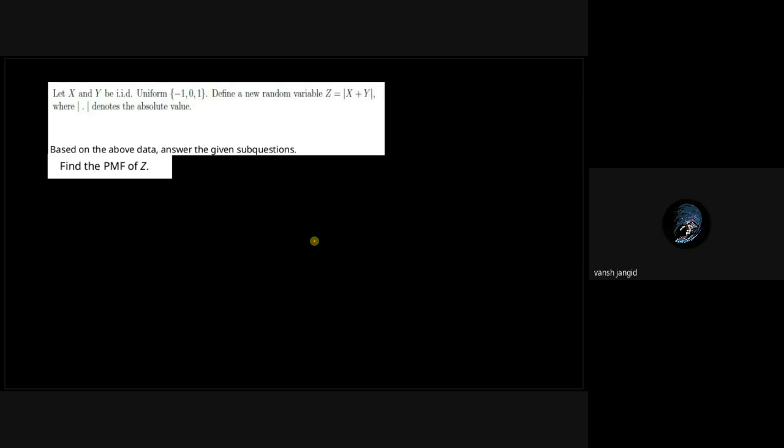So here we are dealing with a function of random variables. We have two random variables x and y, which are IID. Both of them have the same distribution. They are uniform over -1, 0, and 1. Now we are defining a new random variable z, which is mod of x plus y. How do you calculate the PMF of z? Can anyone tell me?